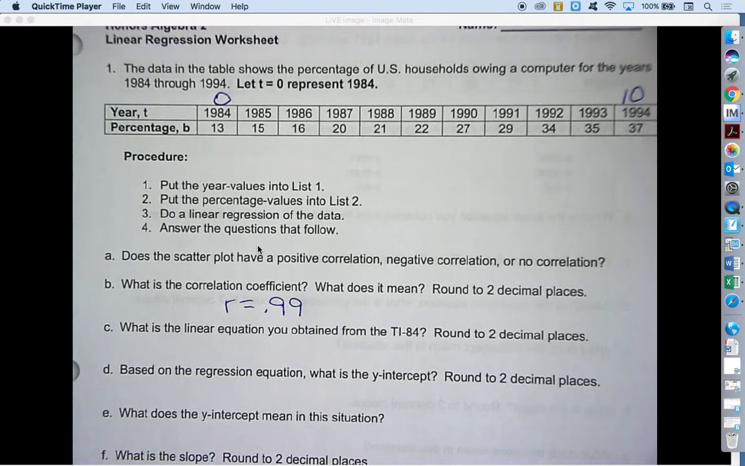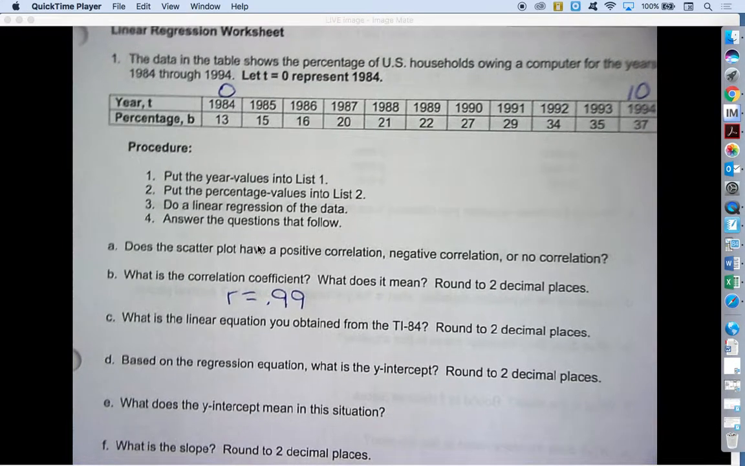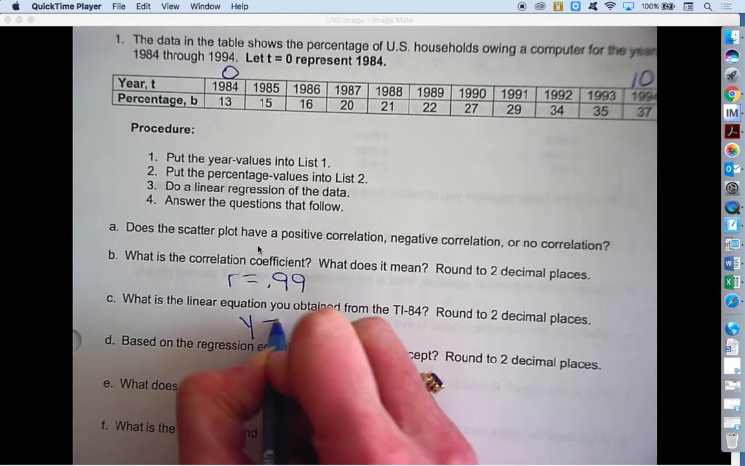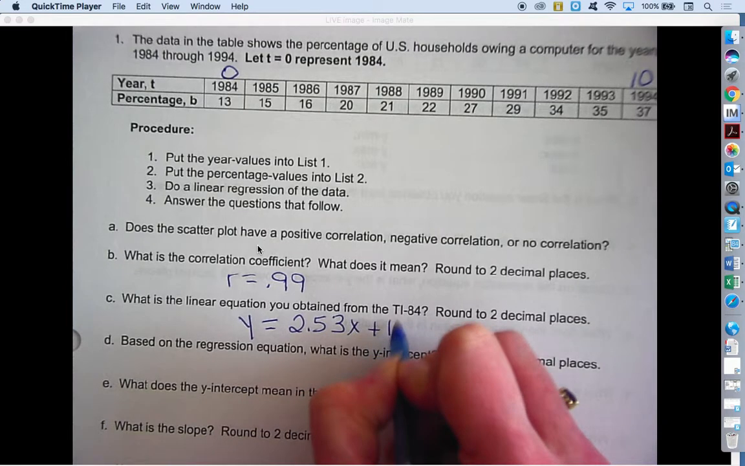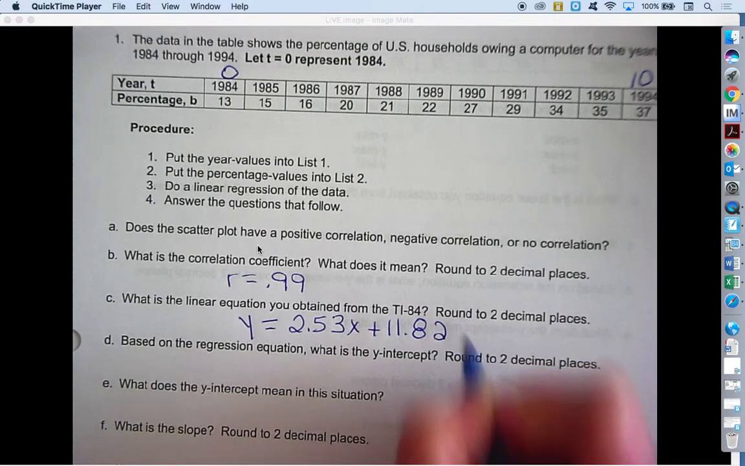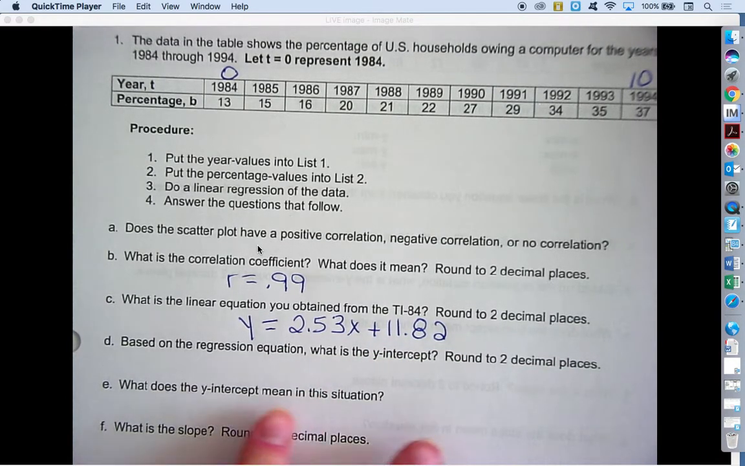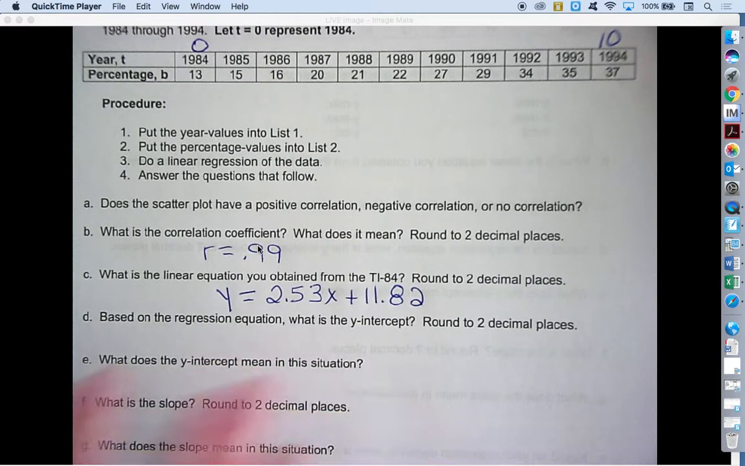And then the equation, Emily, what equation did you come up with for letter C? Y equals 2. Good. So if you didn't get that equation, you probably entered a number in incorrectly. One number will change the answers.